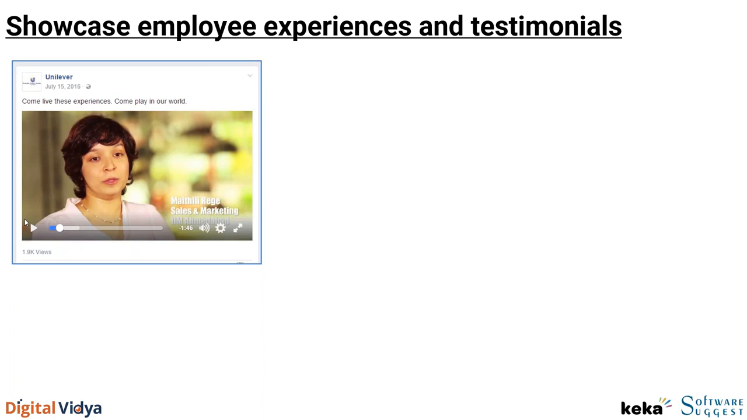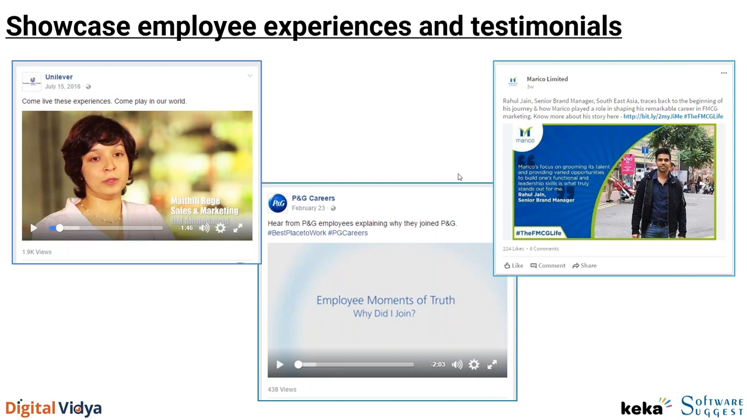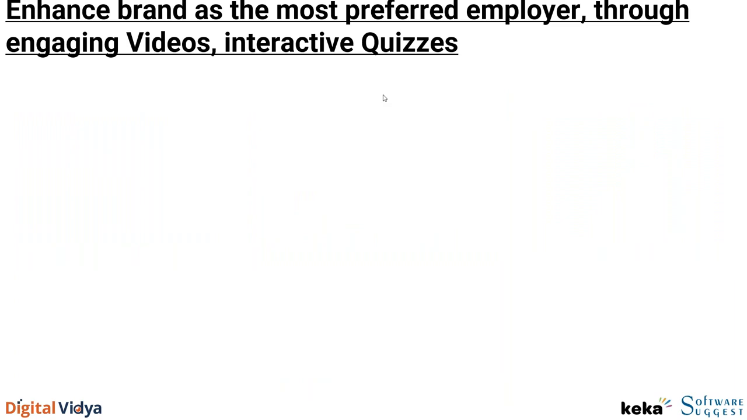This is another example from P&G. You can see P&G employees explaining why they joined P&G and why it's the best place to work. Again, all these are different ways of brands building a strong presence for themselves as employers. This is another example from Marico where they've shared their employees talking about life at the company. All these are examples of different companies that have used social media effectively to build a strong employer brand.